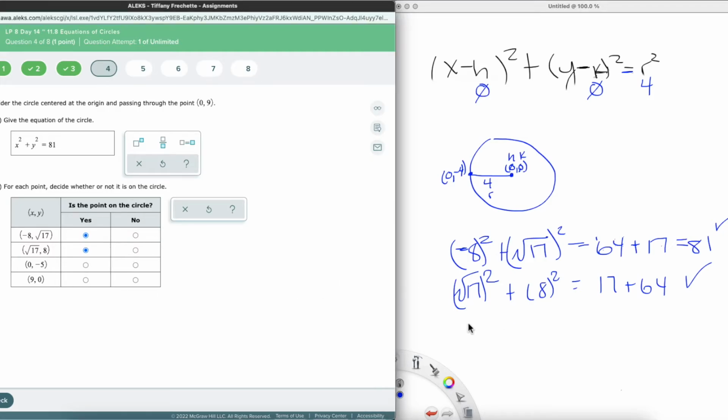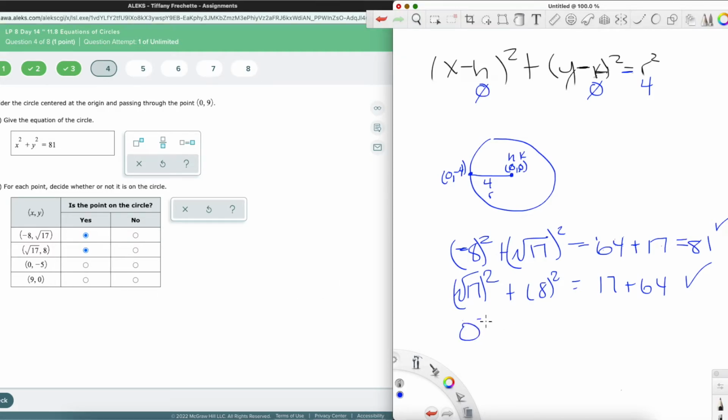This one is 0 squared plus negative 5 squared. Well, 0 squared is 0 plus 25, because negative 5 squared is 25. That does not work. That would only be 25.